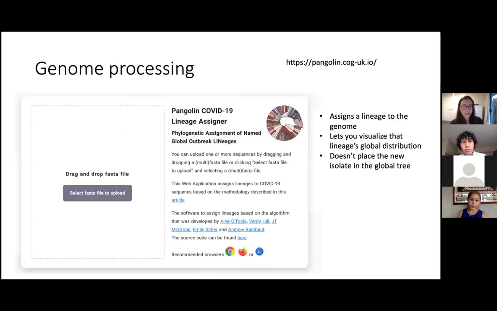So the first tool that seems to be quite popular and is undergoing active development is called Pangolin. This is available through a website, and you just drag and drop your genome into the browser. And what this tool will do is tell you what global lineage your isolate is from. So once you've dropped it in, it'll say it's a B1.1 or whatever, and then it lets you look at a microreact view of B1.1 to see where it is in the world and how long it's been around for. But it won't place your isolate into that picture, so you have a limited insight into how your isolate relates to others around the world.